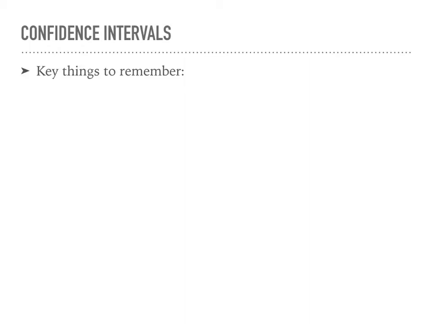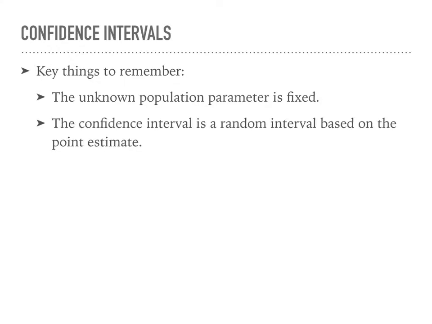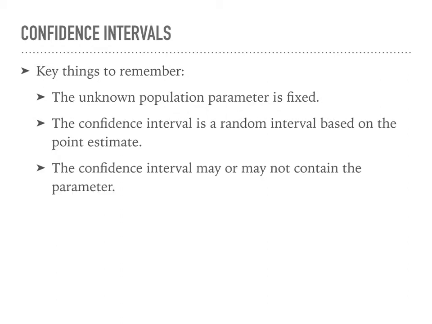A key thing to remember is that the unknown population parameter is fixed. The confidence interval is a random interval based on the point estimate, and the confidence interval may or may not actually contain the population parameter that we are trying to estimate.